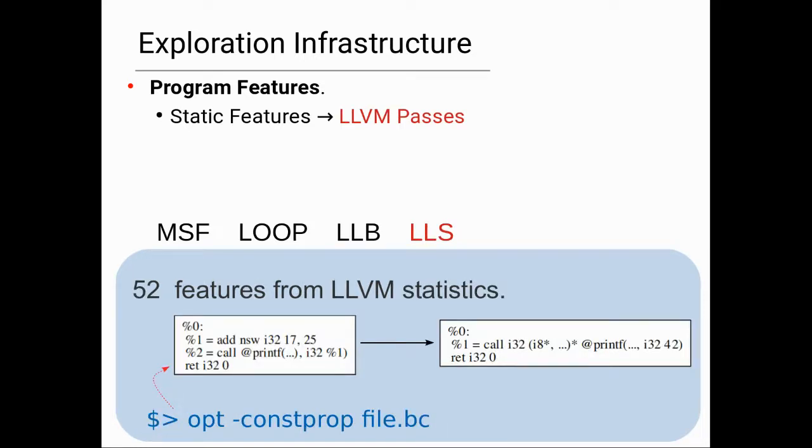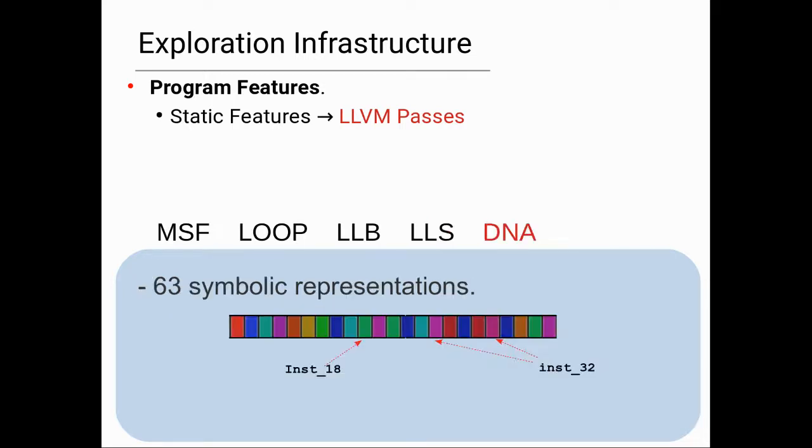LLVM also provides developers with statistical information, which can optionally be printed as the result of the execution of a transformation pass. The LOS does this job. For example, it reports the number of eliminated instructions in a constant propagation pass, as we can see in this code after the application of the constant propagation transformation. Finally, we have an encoder that transforms each instruction into a unique symbolic representation. With all these paths, we have more than 200 static filters available for use.